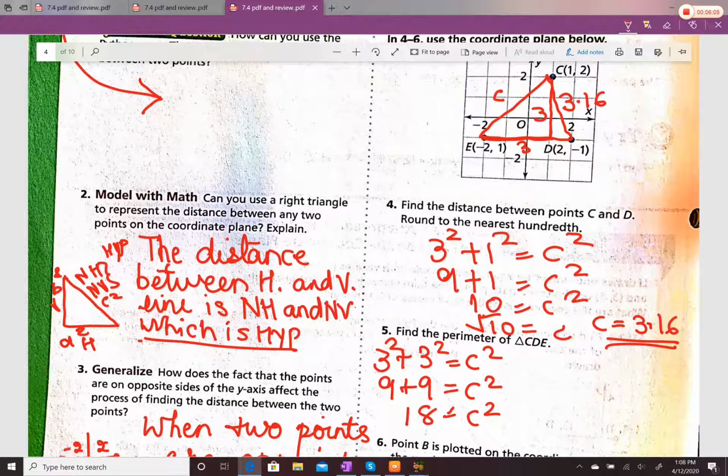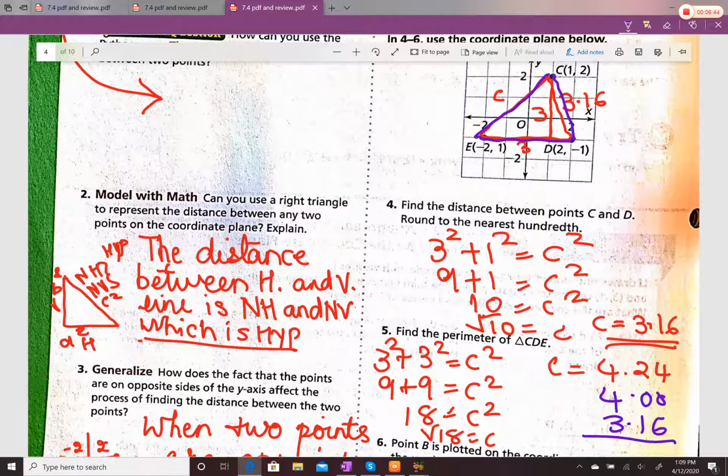And radical 18, so if you do radical 18, you get 4.24. So radical 18 is equal to C, and you get C as 4.24. Now I know, so I'm going to use another color. This is 4.24. This is 1, 2, 3, 4. So C is 4.24. The bottom is 4.0. And this part is 3.16.